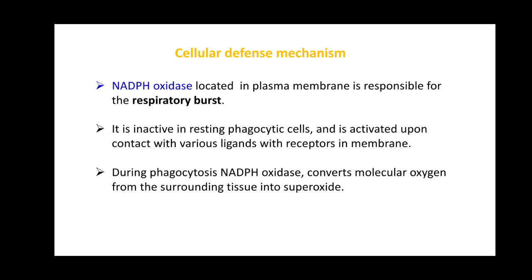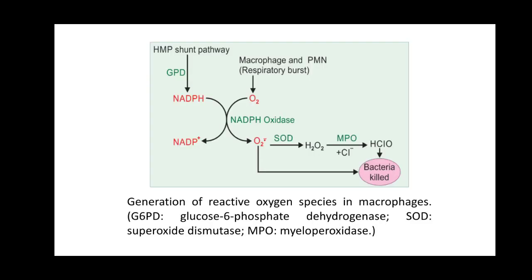During phagocytosis of foreign particles such as bacteria, the phagocytic cells are activated and they exhibit an increase in oxygen consumption, which is called respiratory burst. The NADPH oxidase located in the plasma membrane is responsible for this respiratory burst. It's inactive in resting phagocytic cells but activated upon contact of various ligands with receptors in the membrane. During this phagocytosis, NADPH oxidase converts molecular oxygen from the surrounding tissue into superoxide radical.